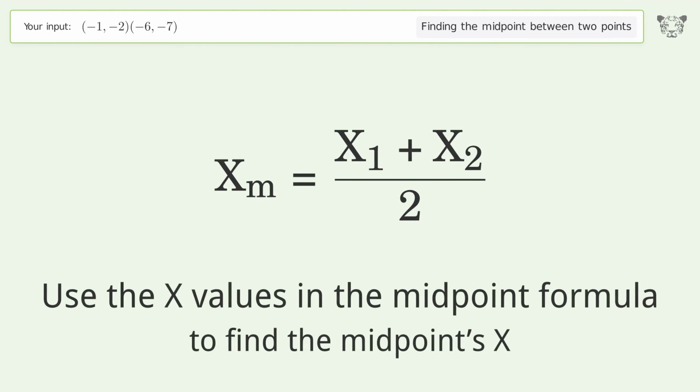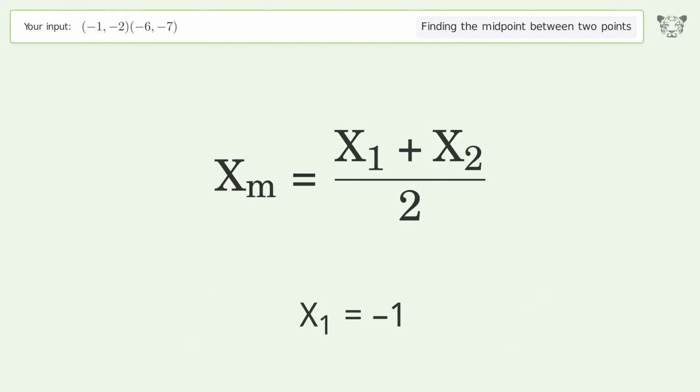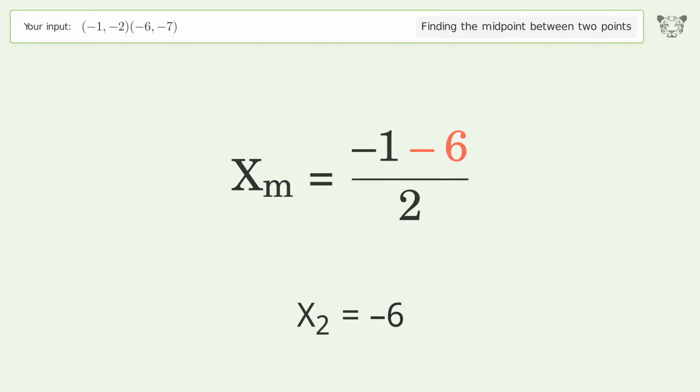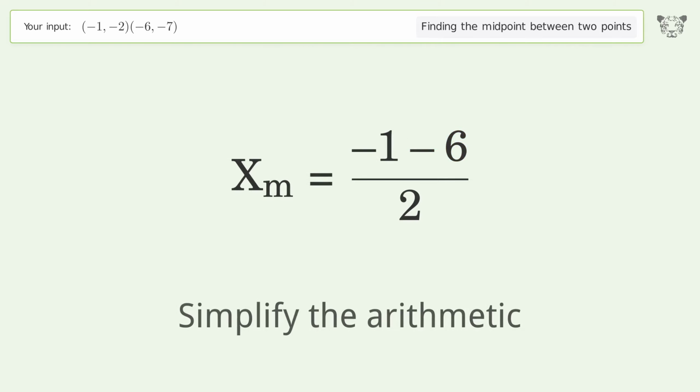Use the x values in the midpoint formula to find the midpoint's x. x1 equals -1. x2 equals -6. Simplify the arithmetic.